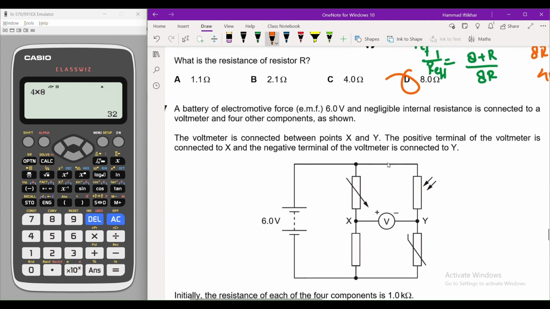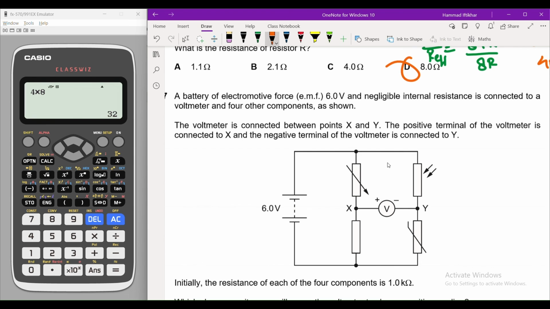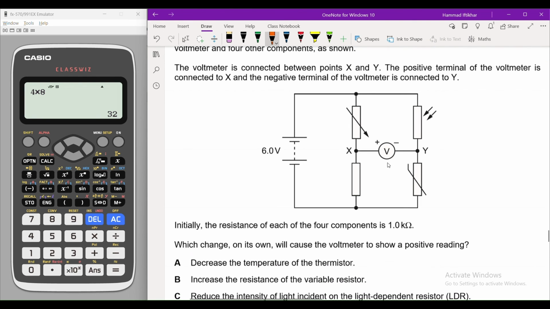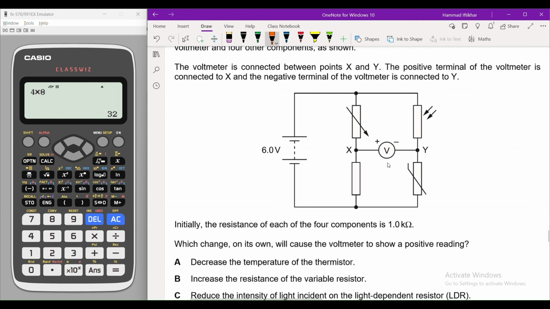A battery of electromotive force EMF 6 volts and negligible internal resistance is connected to a voltmeter and four other components as shown. The voltmeter is connected between points X and Y. The positive terminal of the voltmeter is connected to X and the negative terminal is connected to Y. Initially, the resistance of each of the four components is 1 kilo-ohm. What change on its own will cause the voltmeter to show a positive reading?